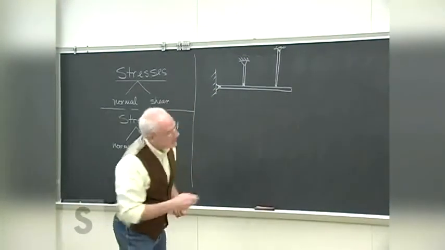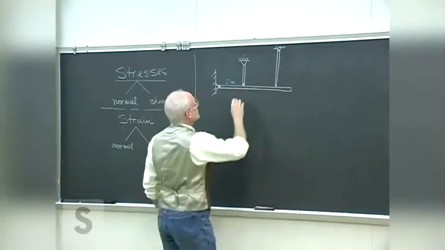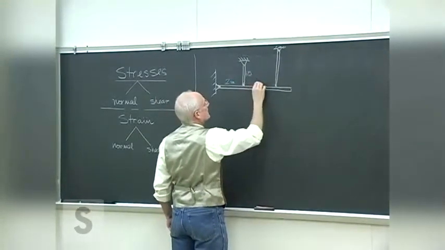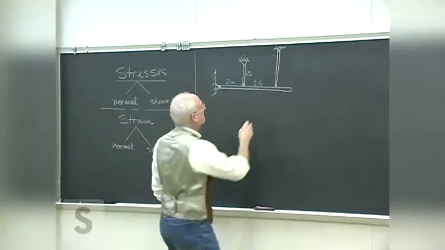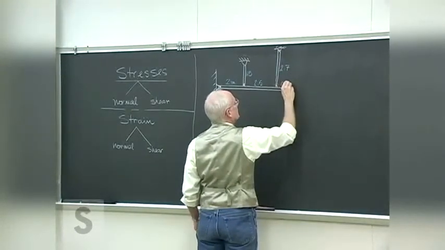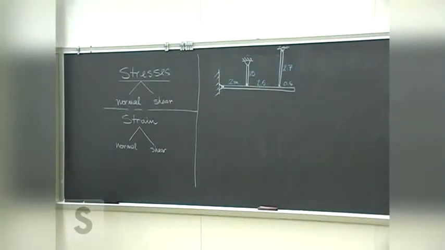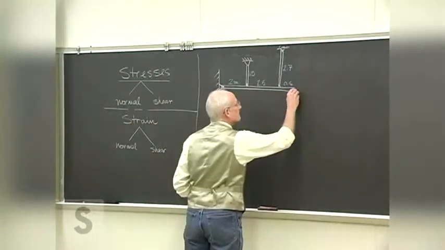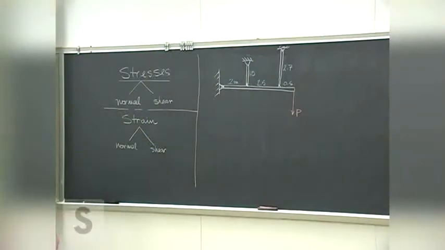All right, the dimensions. All of these dimensions are in meters. So 2 there, 1.5 there, 2.5 meters across there, 2.7, and then another half meter on the end, because it's the end where we're going to apply the load. And some load P is there at the end.